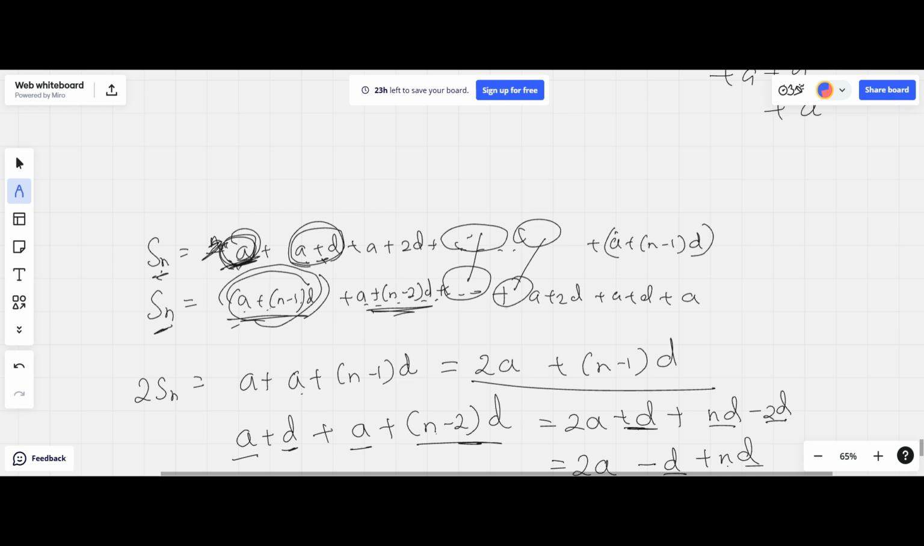If you add this term and this term, you will get this. If you add the second term and here the second term, you will get the same thing. Likewise, there are n terms. How many terms are there? N terms, n numbers are there. First term, second term, third term, fourth term. Likewise, there are n numbers.